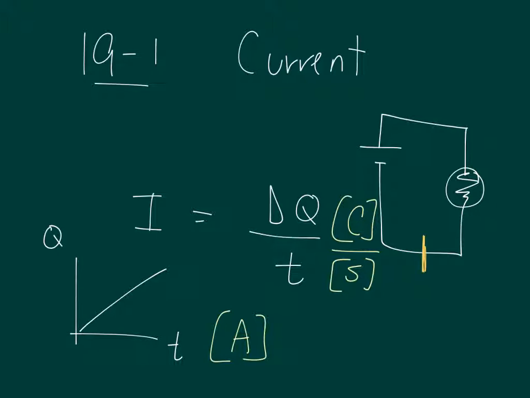The field itself is established instantly because the field travels at the speed of light. But the charge carriers travel a lot slower, physically slower. They move a little bit at a time.